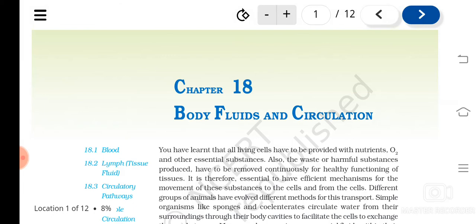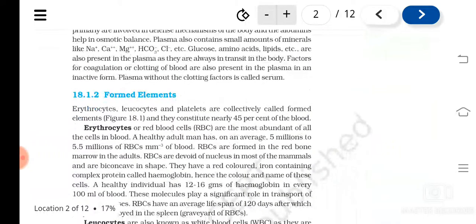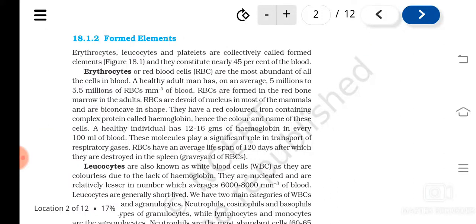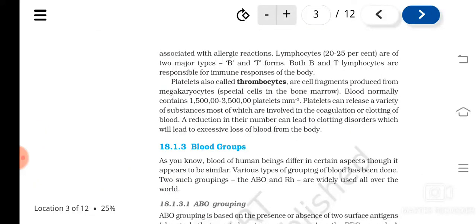Today let's continue chapter 18, Body Fluids and Circulation. In the previous class, I explained various components of blood. Blood consists of blood plasma and the formed elements. The various formed elements are the RBCs or erythrocytes, leukocytes or WBCs, and the thrombocytes or platelets. So these are the formed elements.